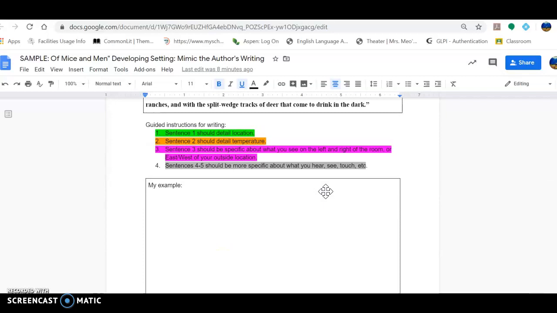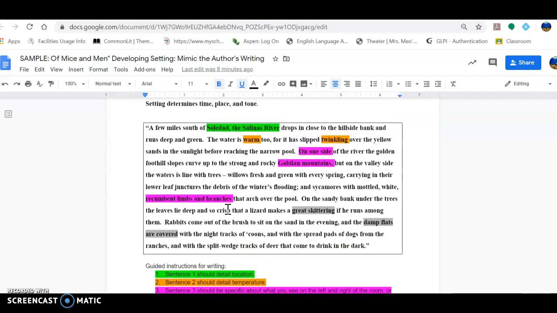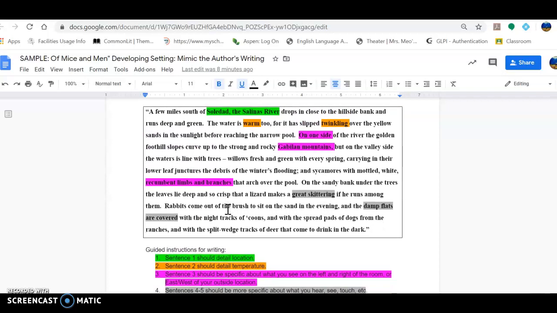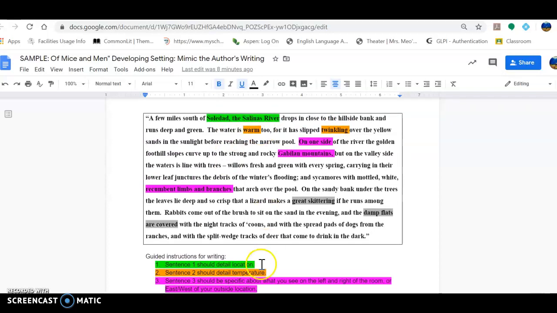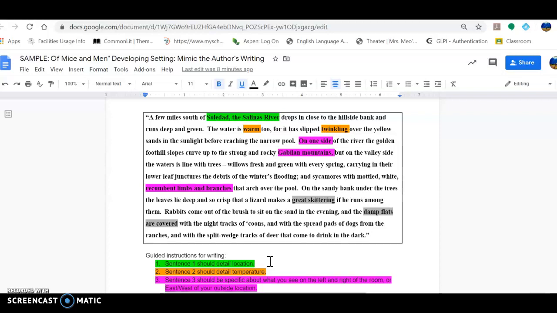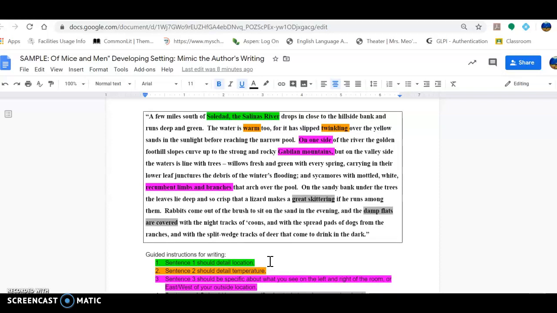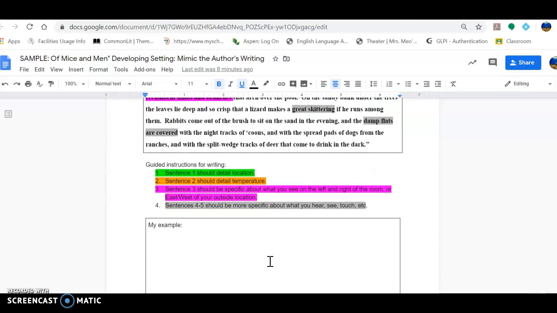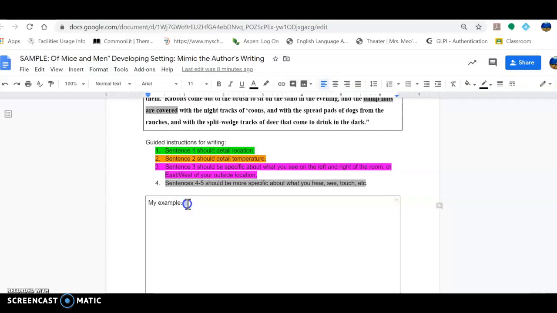But what I want us to do is get to the point where we are typing a description of the space similar to what Steinbeck did. So I color coded and highlighted guided instructions for writing, and I'm going to go ahead and perform a sample for you. So the very first sentence of your own description of setting should detail the location. So you can go ahead and type in the space provided.